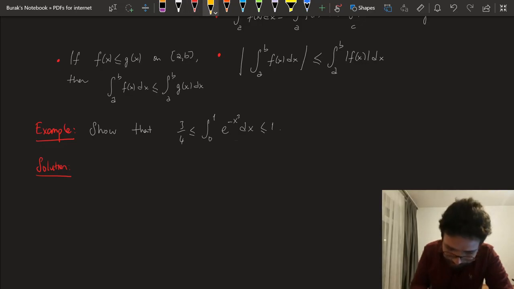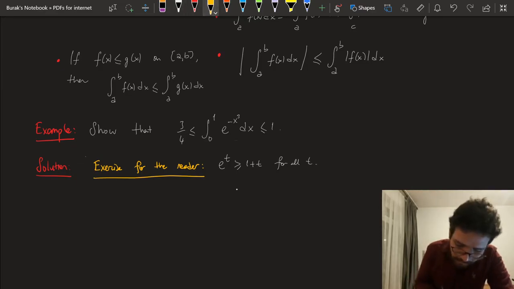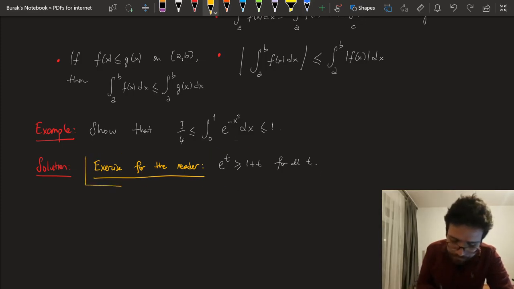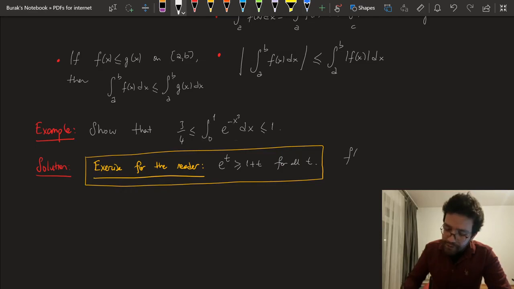Now, here's a general fact, an exercise for the reader. Show that e to the power t is greater than or equal to 1 plus t for all t, okay? So you can show that e to the power t is greater than or equal to 1 plus t for all t. How can you show that? Well, just do the following.